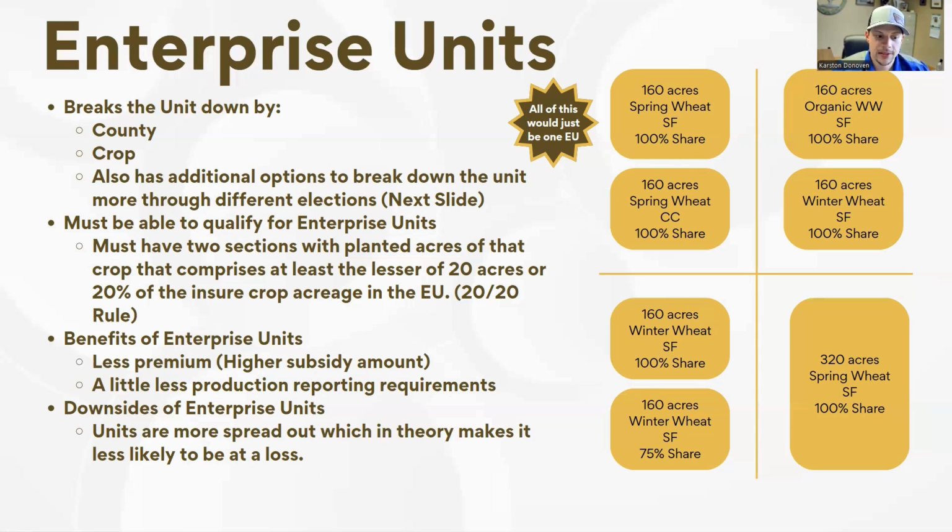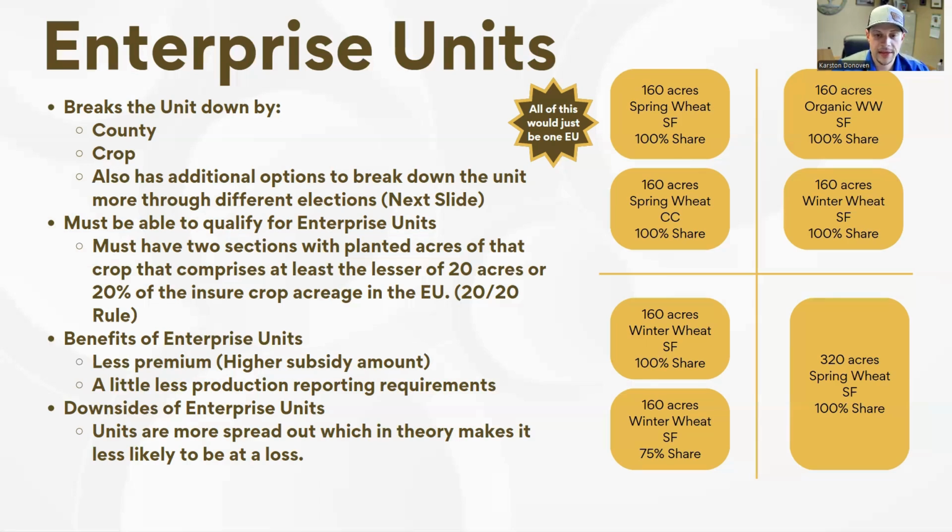The benefits of enterprise units are that because it's a little bit more spread out, it has less premium, and the reason for that is it has a higher subsidy amount. And then there's also a little less production reporting requirements. But with that being said, it's always a good practice to keep track of your production on an optional unit basis. Even if you elect enterprise units, keep track on an optional unit basis, because if you ever were to move from enterprise unit to optional units in the future, you have those records to do so. The downside of the enterprise units is, on the flip side of optional units, you're more spread out.